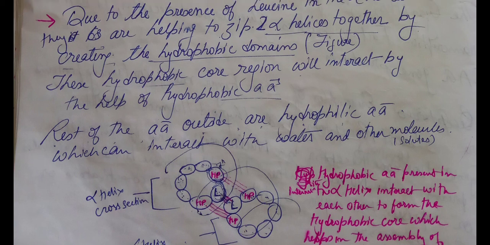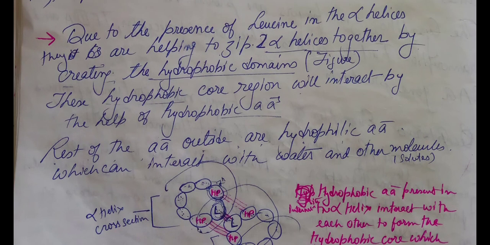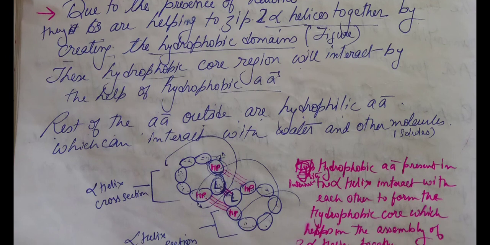So due to the presence of this leucine in the alpha helices at the 7th amino acid, leucine is found at every 7th amino acid of the alpha helix. So these leucines are helping to zip the two alpha helices together, just like a scissor is closing its two ends.